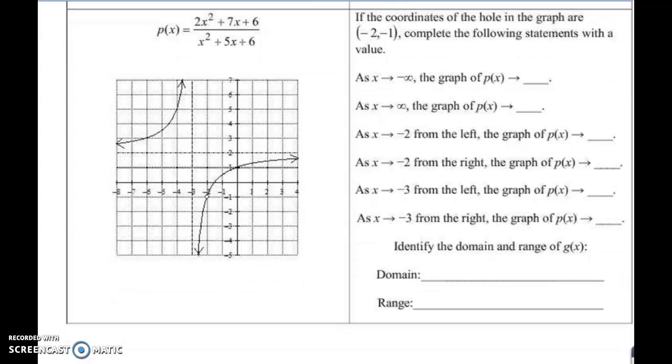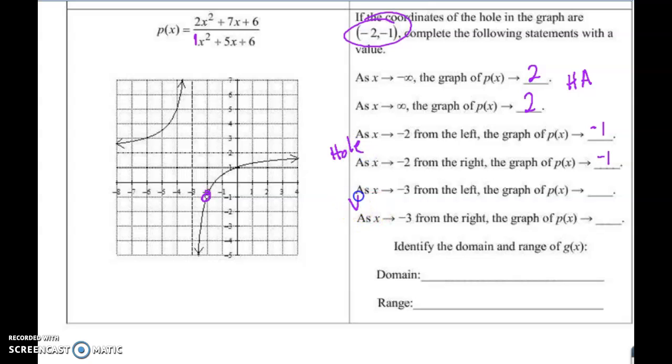And again, feel free to pause the video or try these on your own. It's just repeating itself over and over again. So as you get better at this, you might just look and say, okay, horizontal asymptote, but exponents are the same, divide your leading coefficients. Piece it all together. -2 on the left side, that's your hole. Happens to be -1. It tells you in the directions. You can also see it on the graph. So again, that's your hole.